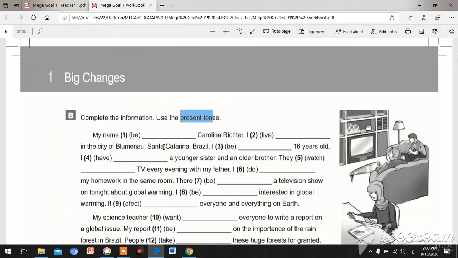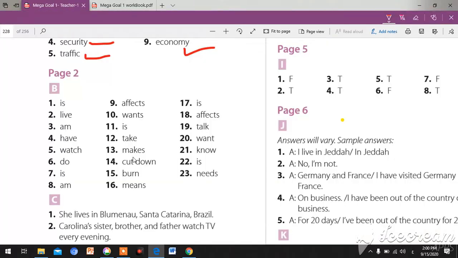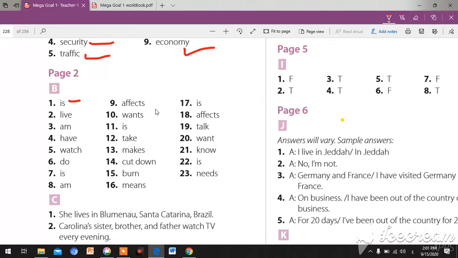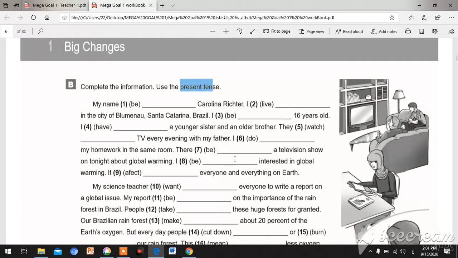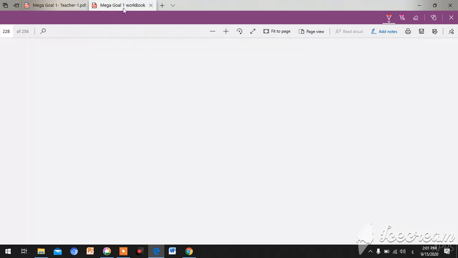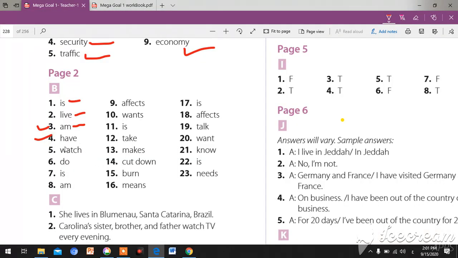Number one, my name is Carolina. Is right. Two, I live in the city. Okay, I live, so no change. I live without any change from the verb, the present simple. Number three, I am. The correct one is am. The auxiliary verb that comes with I is am. Four, I have a younger sister. Without any change also? Yeah, that's right. I have a younger sister.